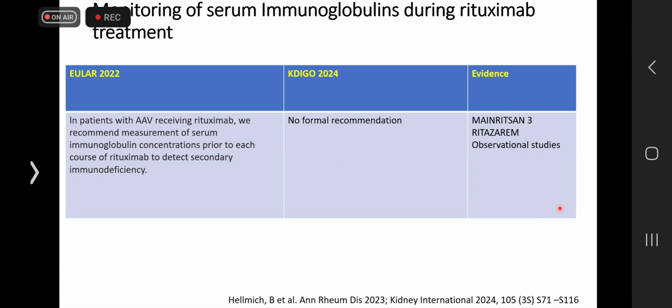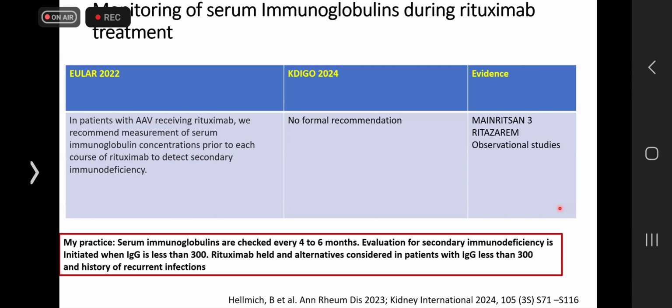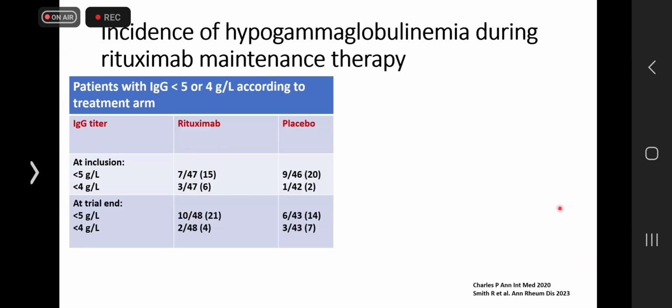And there is some data about the incidence of this from MAINRITSAN-3 and rituximab. In my own practice, I do routinely check immunoglobulins every 4 to 6 months, and evaluation for secondary immunodeficiency is initiated when IgG is less than 300, and rituximab is held and alternatives are considered in patients with severe hypogammaglobulinemia and the history of recurrent infections.